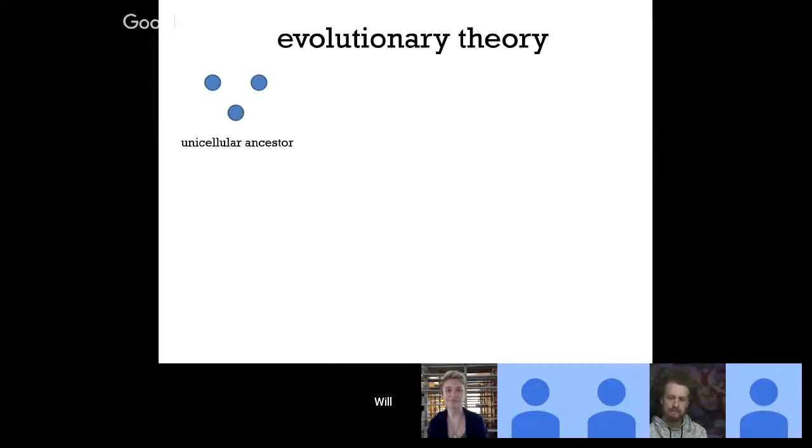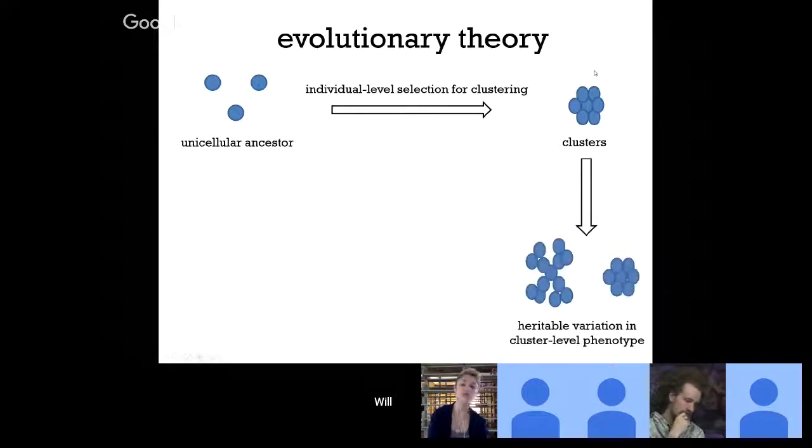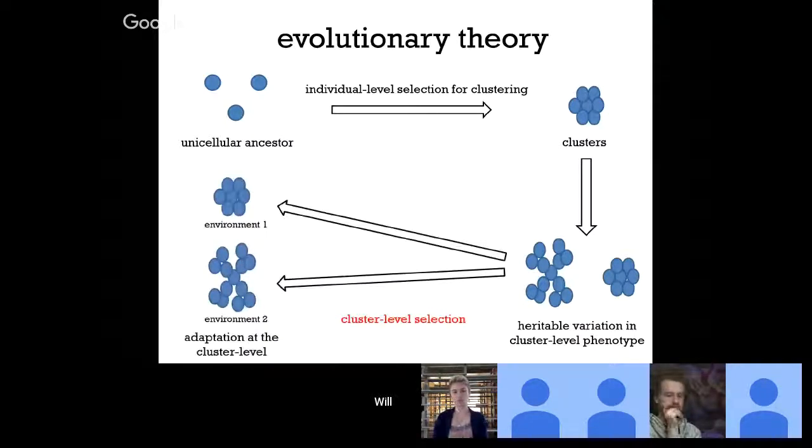Cartoons for our yeast. If we start with the single-celled ancestor, selection favors the formation of groups. This could be because they're not being eaten by a predator, or because they can form groups which survive settling, whatever it is, they form groups. Now, once you have groups, if groups possess heritable variation in their group level phenotype, and selection acts on those group level traits, then you'll have corresponding adaptation in group level traits.